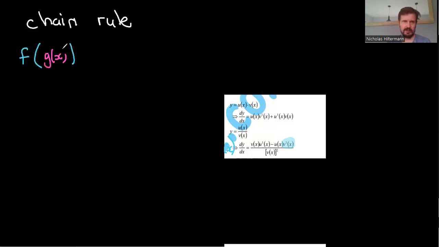Okay, so let's look at the chain rule. The chain rule sort of says if you have f and a function g of x inside the function, the derivative is f of g of x.